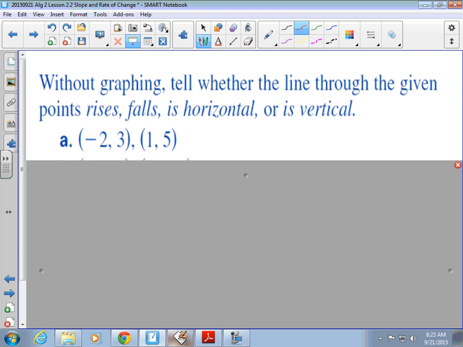On the back, without graphing this, tell whether it rises, falls, is horizontal, or is vertical. Negative 2, 3, 1, 5. Take about 30 seconds.